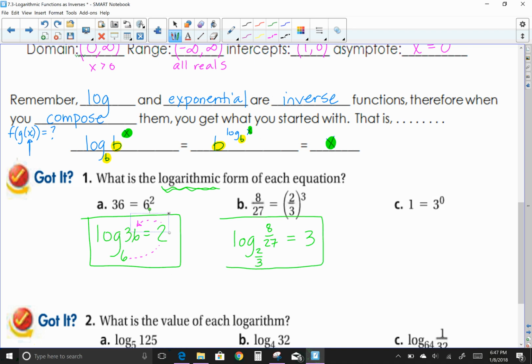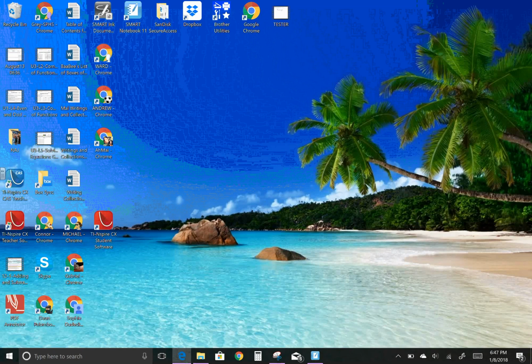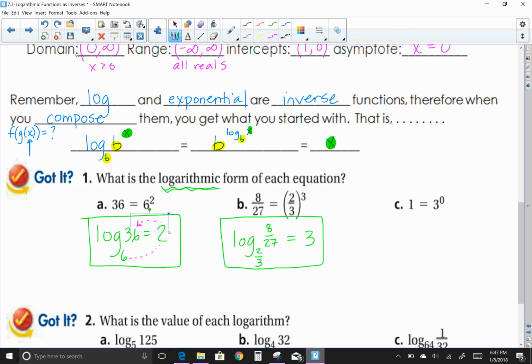So keep in mind, when you're doing these problems, y'all, there's no calculating. You don't need a calculator for any of this. It's just rearranging the numbers in the problem with the word log. Okay, one last time. Log. Oh, you've got to be kidding. Sorry about that.